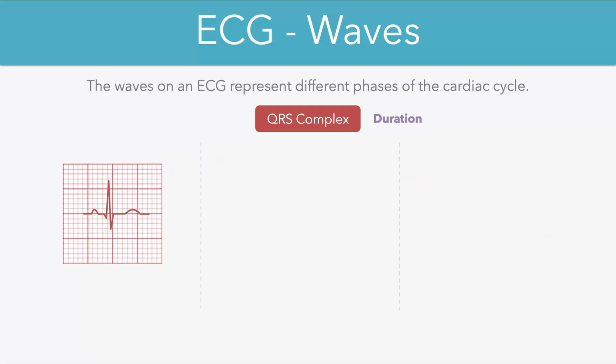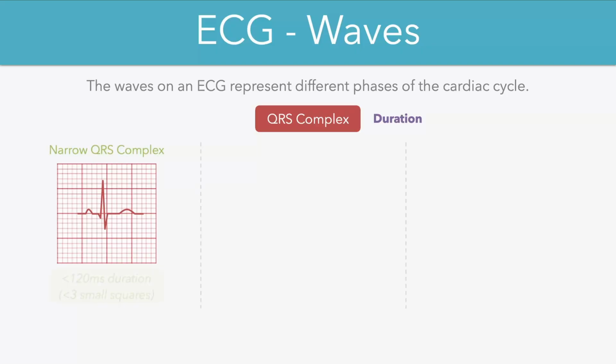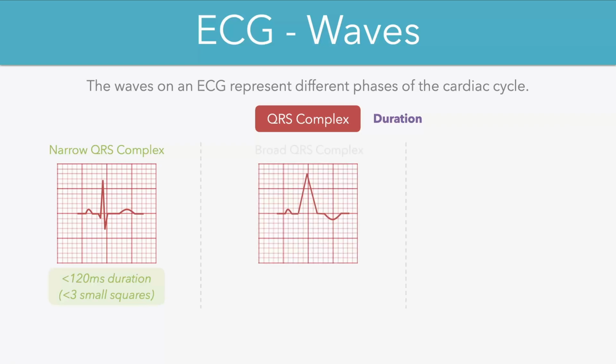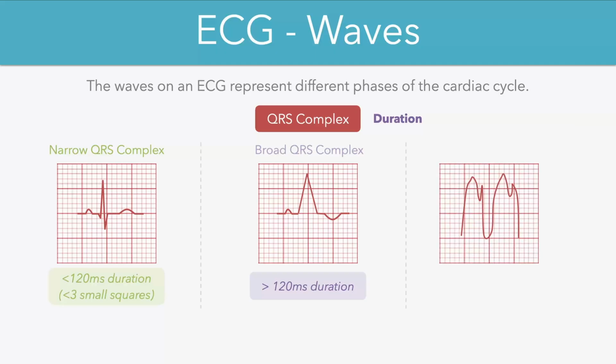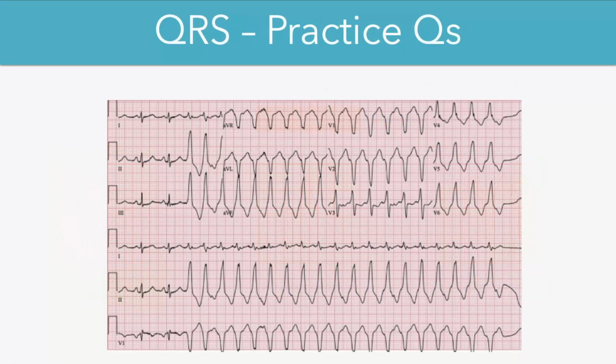After looking at the amplitude, we can take a look at the duration as well. We should normally have a narrow QRS complex with a duration less than 120 milliseconds, or less than 3 small squares. In some instances, we may get a broad QRS complex, where the value of this duration goes above 120 milliseconds. Sometimes broad QRS complexes can look quite strange on the ECG, but the main thing you're looking at is the duration itself. Just to take a look at a couple of examples, in this case, if we look at any of the anterior chest leads or in lead 2, we can see that the QRS complexes appear quite broad and are definitely more than 3 small squares.